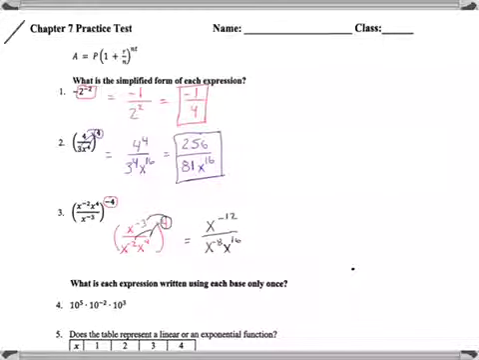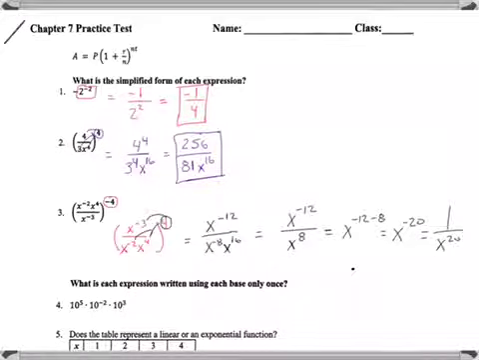On the bottom part of our fraction here, we've got like bases, so we're going to go ahead and add those two exponents. So right now this top is still just -12. The bottom is x to the 8th power. And so now, with division, we subtract the exponents. So that means we've got -12 minus 8, which gives us x to the -20th power. We don't want negative exponents, so our final answer becomes 1 over x to the 20th power.